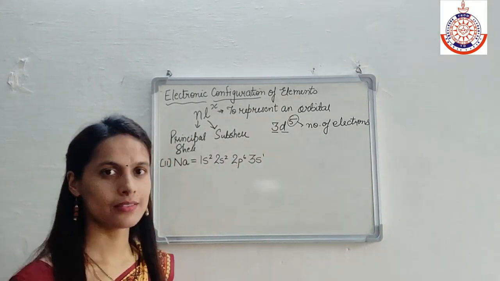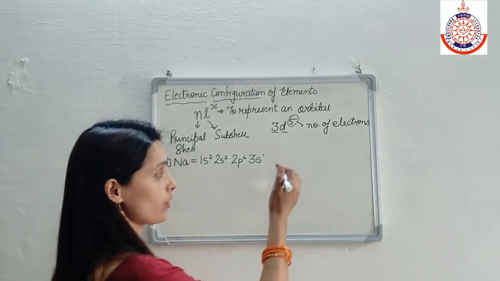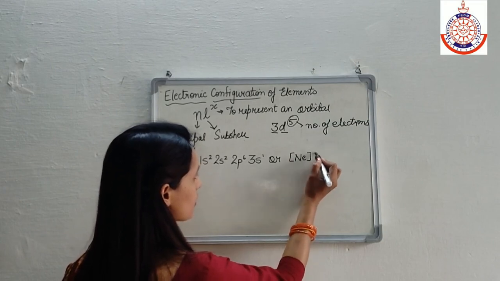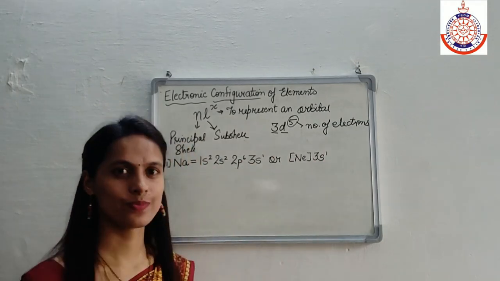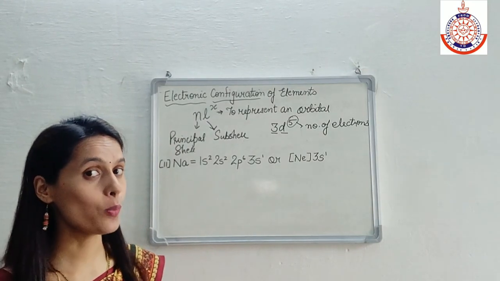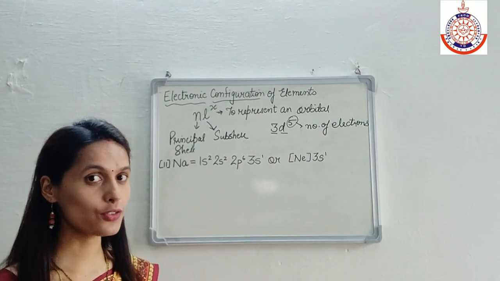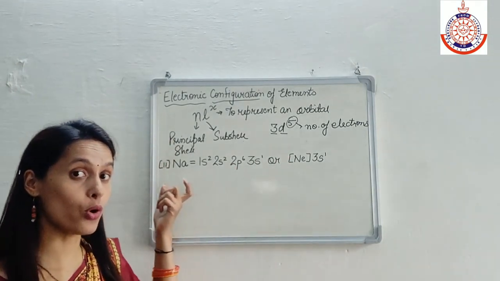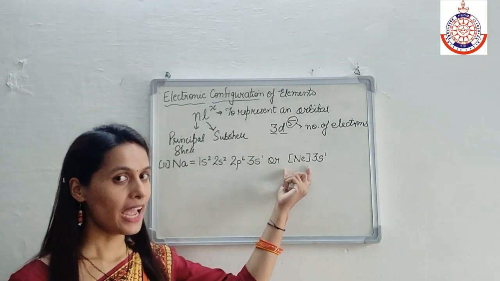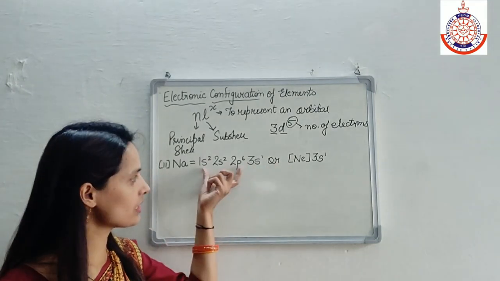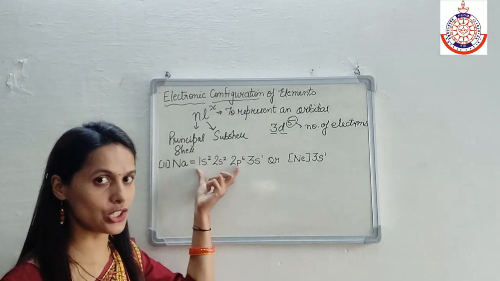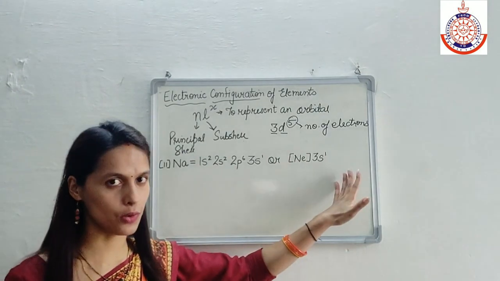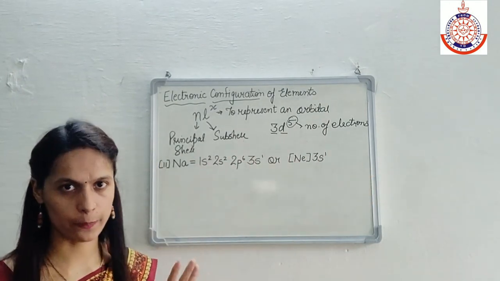It's 1. Or you may also write the electronic configuration like neon 3s1 in terms of noble gas configuration, because neon is the noble gas which is present before sodium. So you can write neon, and the configuration of neon is this. It means neon represents this configuration and 3s1. So either this form or this form, both forms are correct for sodium.